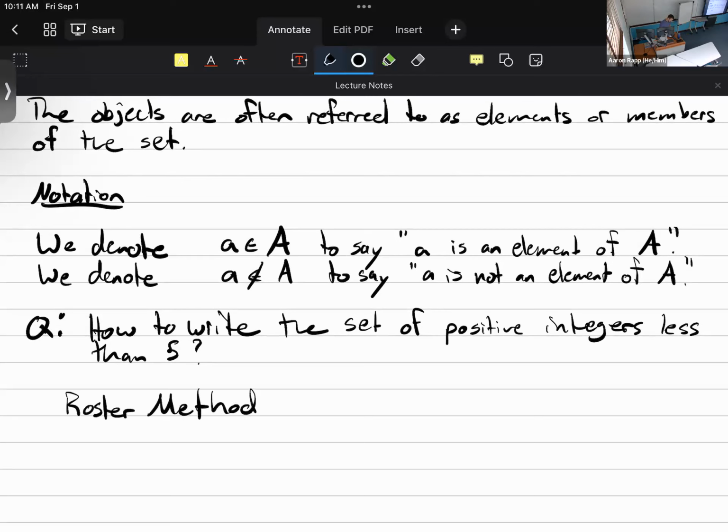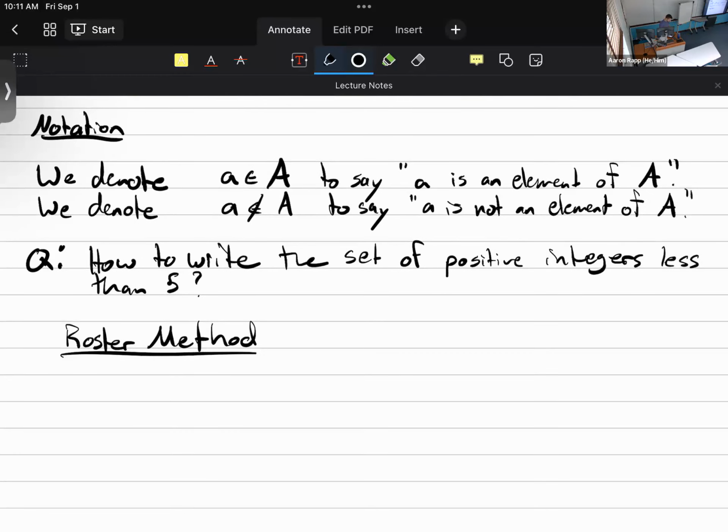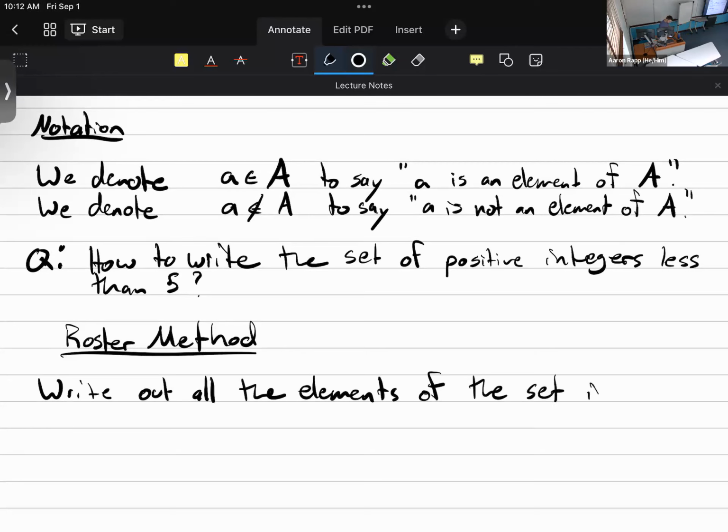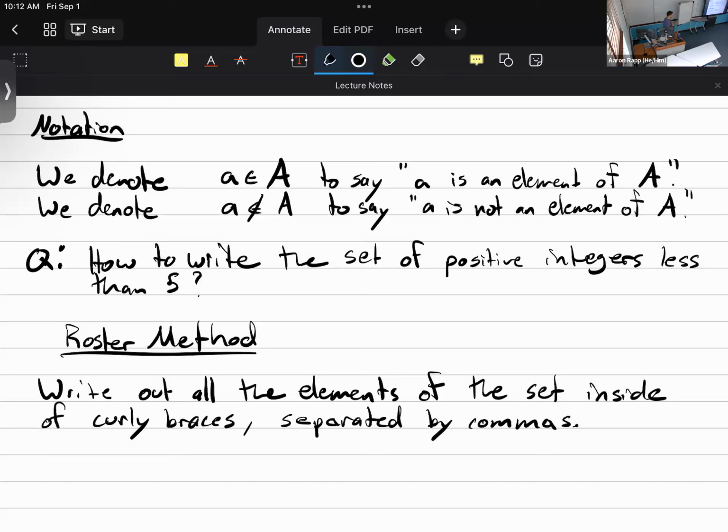The first one is the roster method. What the roster method states is that we're going to explicitly write out all the elements of the set inside of curly braces, and we want to have those elements separated by commas.